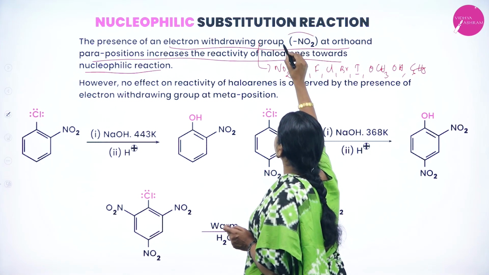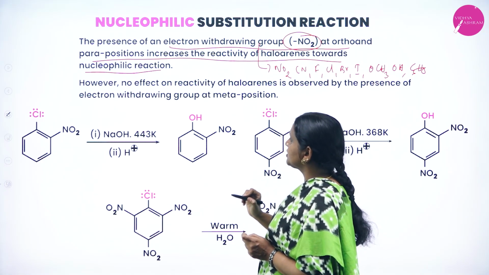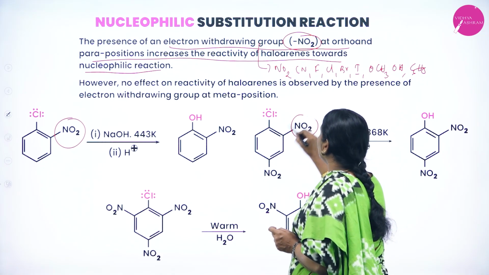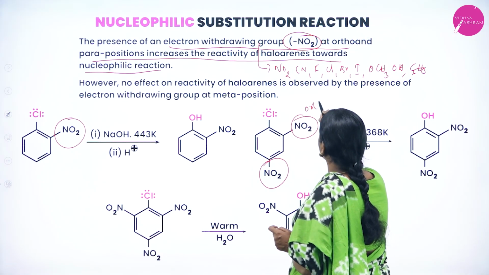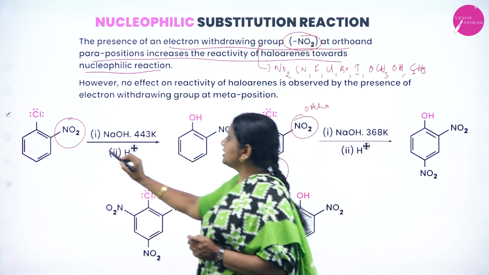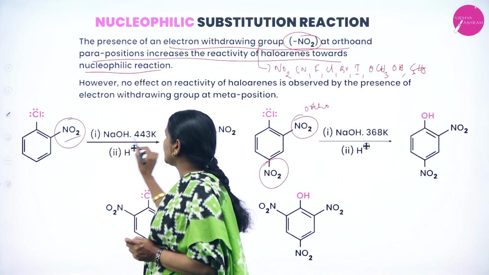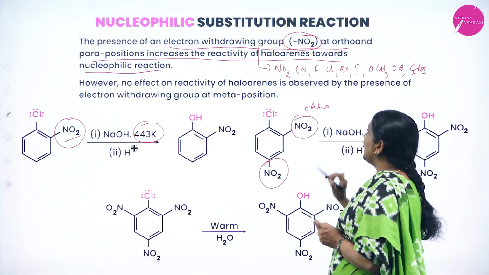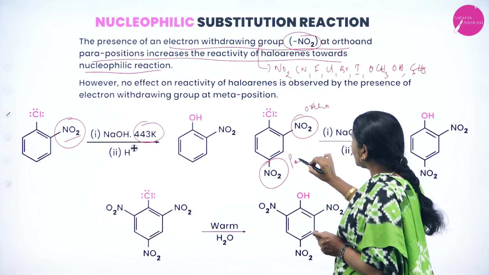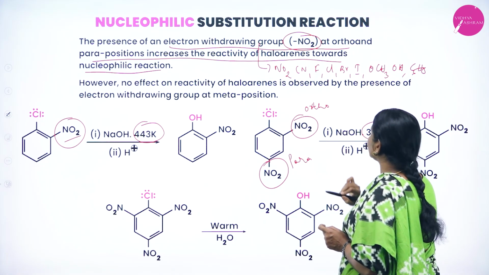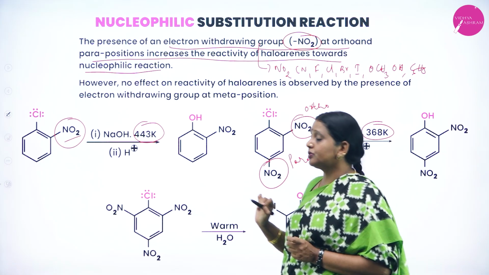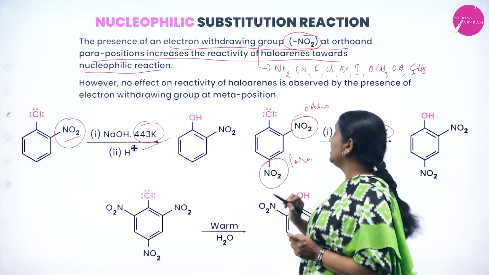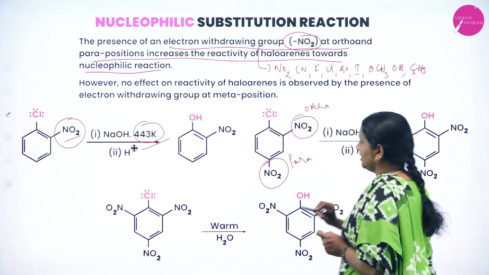Now consider the electron withdrawing group NO2 at which position? Ortho and para. First, I'll introduce NO2 at only the ortho position. The temperature required is 443 Kelvin. If I introduce NO2 at both ortho and para, the temperature decreases to 368. Observe: NO2 only at ortho, the temperature is 443; ortho and para, it is 368.